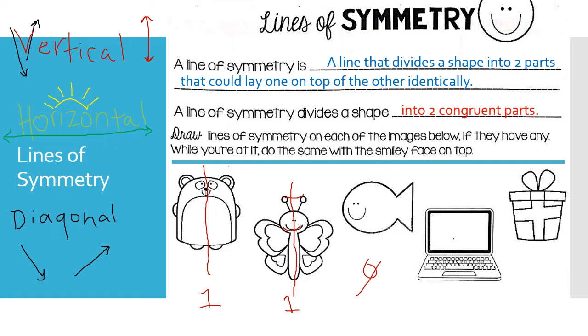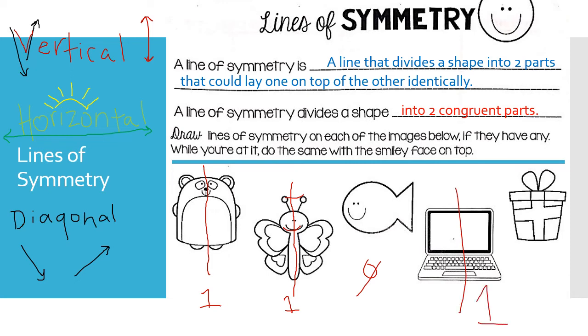I can see if I draw a line right down the middle horizontally, I have the monitor on the top and the keyboard on the bottom. Those aren't exactly the same, so that's not going to work. What if I go vertically? Yes, that's one line of symmetry.